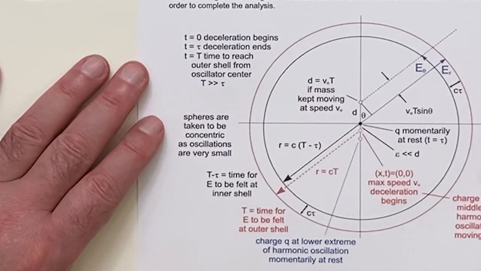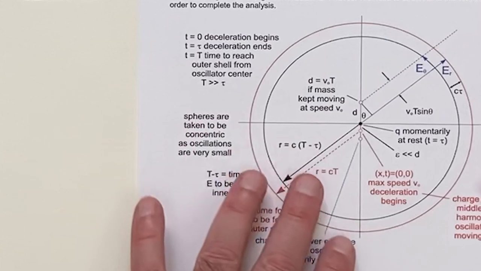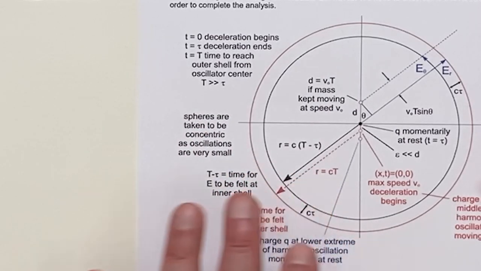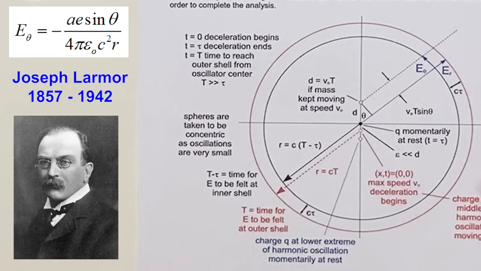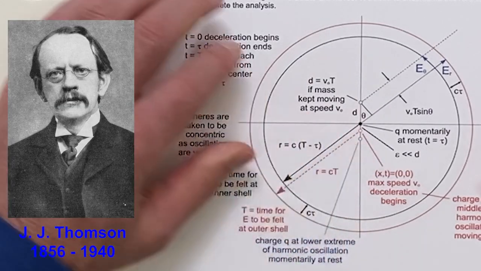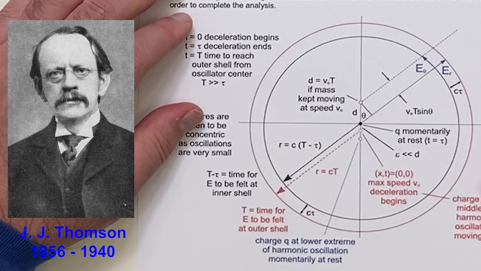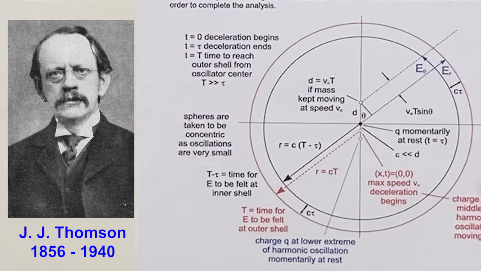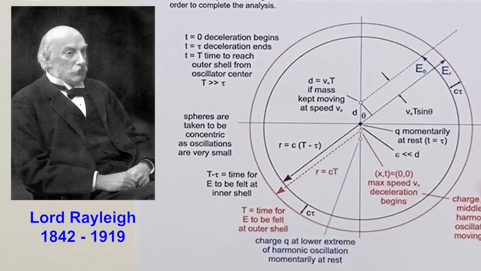I wanted to mention one last thing. This cool diagram and derivation of that famous formula called the Larmor formula, this was due to J.J. Thomson, discoverer of the electron, and if you go back 9 generations in your teaching line. And J.J. Thomson's teacher was Lord Rayleigh.